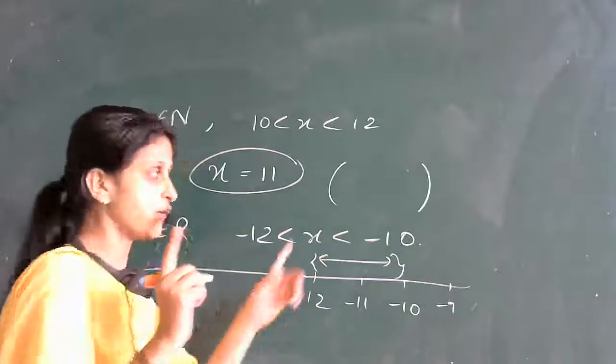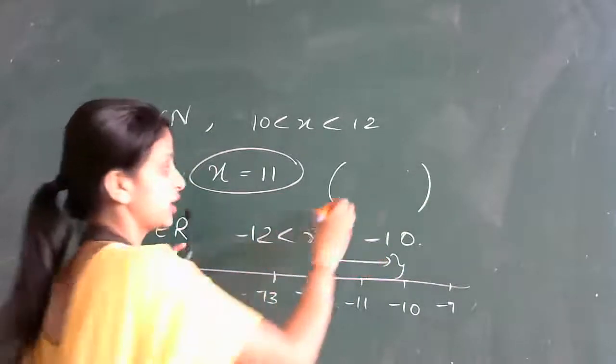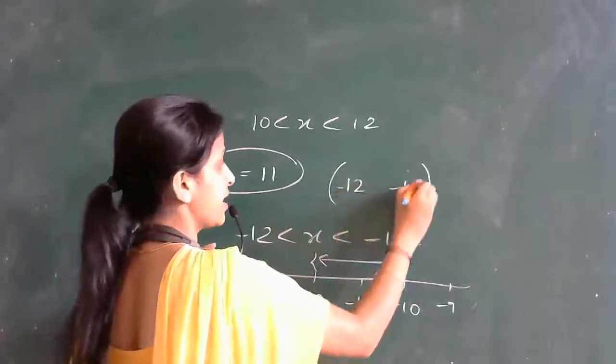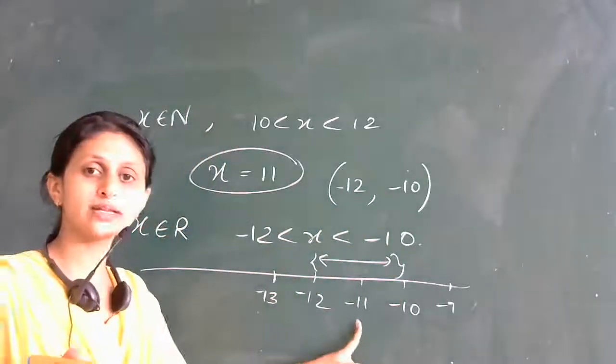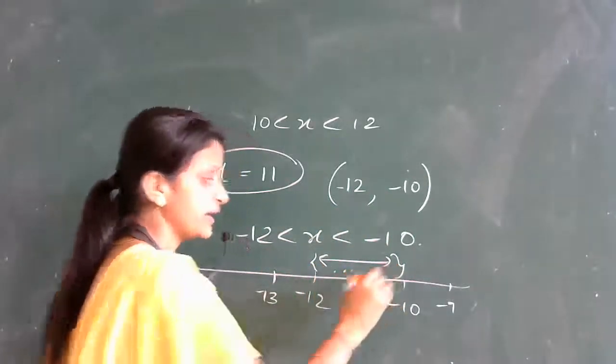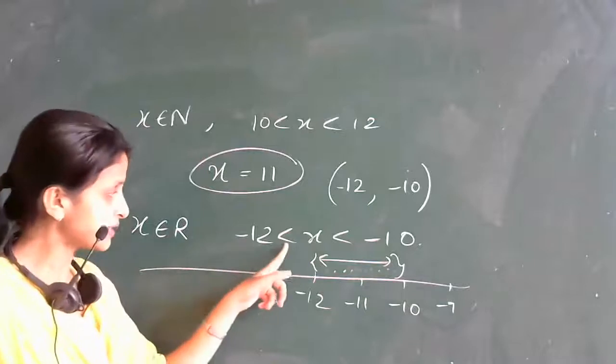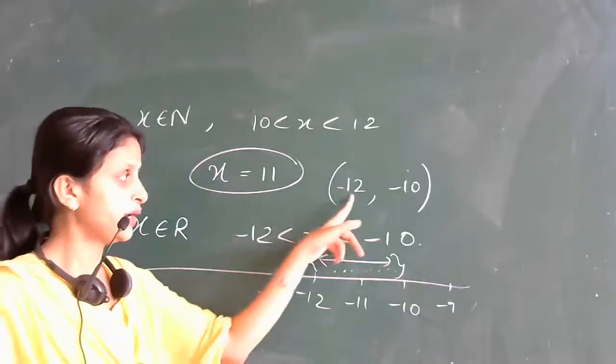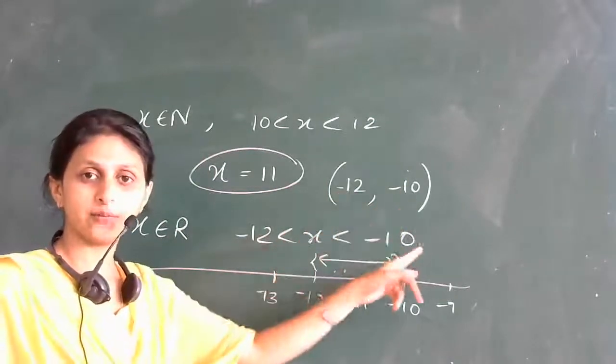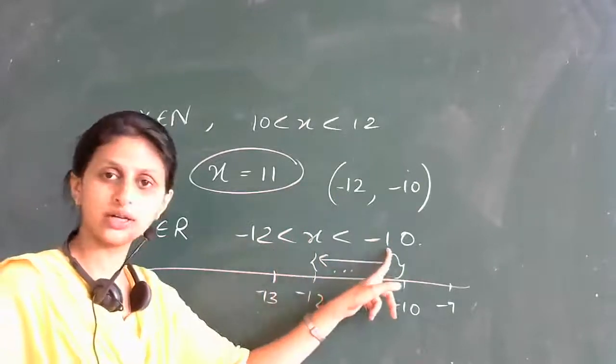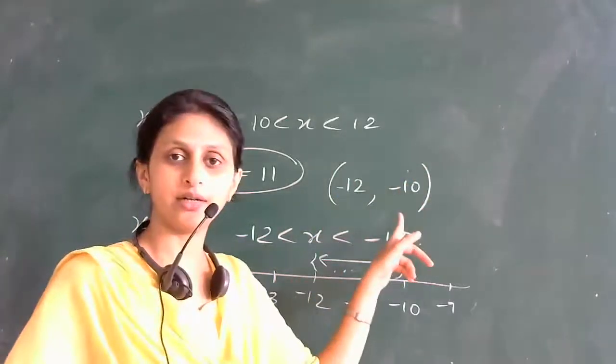There comes the use of intervals. Right? So here how we will write it? Minus 12, minus 10. It is not just minus 11. Here you have infinitely many real numbers. As minus 12 and minus 10 are not included, you will write it in open interval.